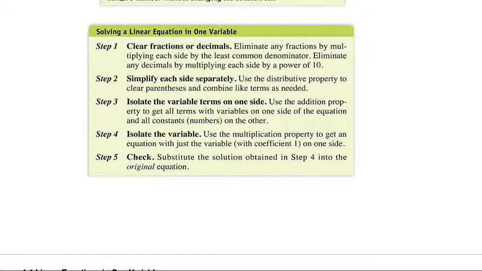Okay, and then finally the fifth step is to check. After doing those steps, we should be able to get down to a solution, and you just check the answer in the original equation, which is what we pretty much did with these steps in those first couple of examples that we did.